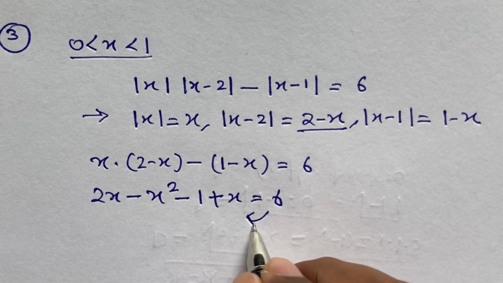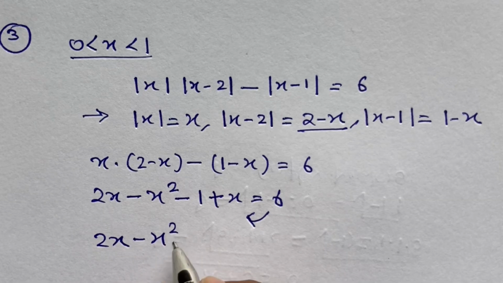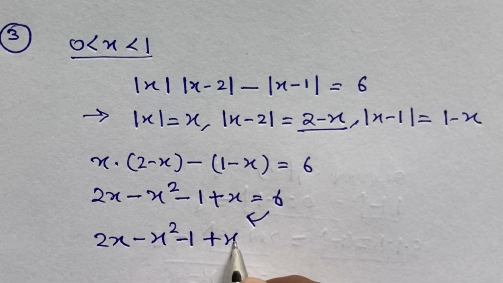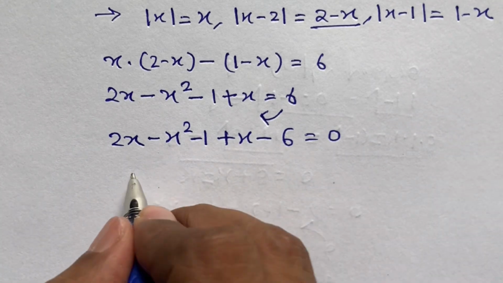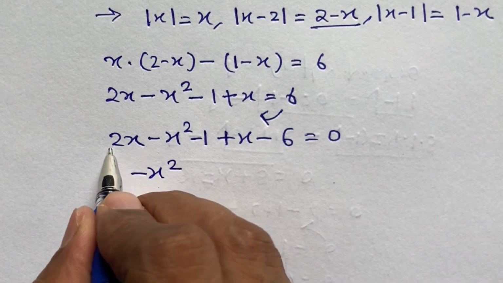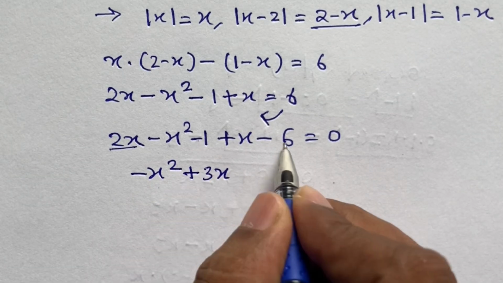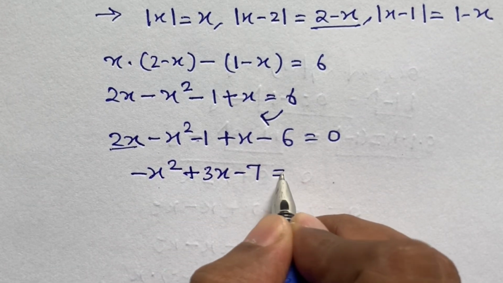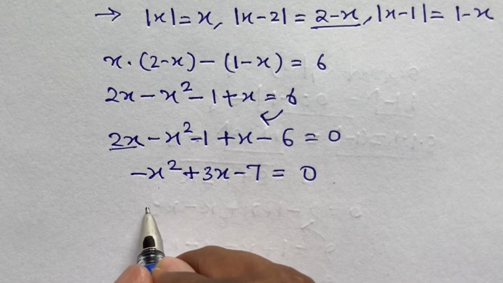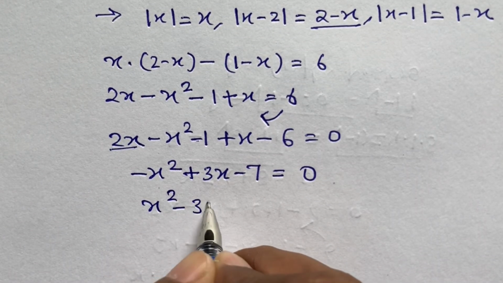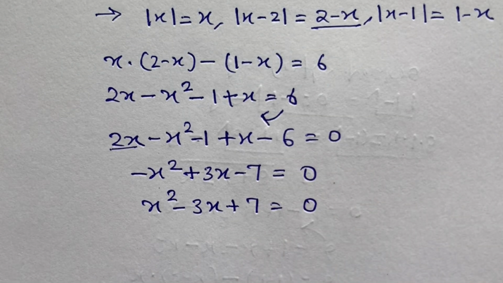Take 6 to this side. 2x minus x square minus 1 plus x minus 6 equals 0, or minus x square plus 2x plus x is 3x, minus 1 minus 6 is minus 7, equals 0. This can also be rewritten as x square minus 3x plus 7 equals 0.